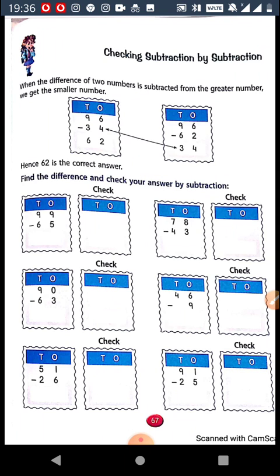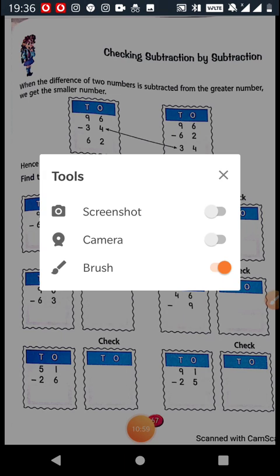Now see the example here. This is 96 minus 34. So when you subtract 34 from 96, the difference we get is 62. And when we subtract this difference, that is 62, from the bigger number, that is 96, we get the smaller number. Okay. So this is how we check subtraction by subtraction. Now we will do some examples.